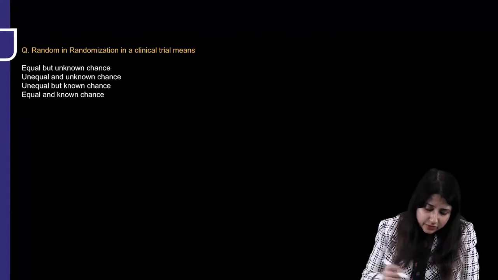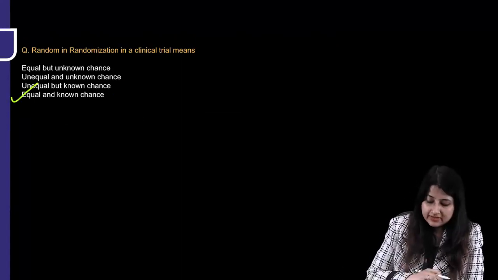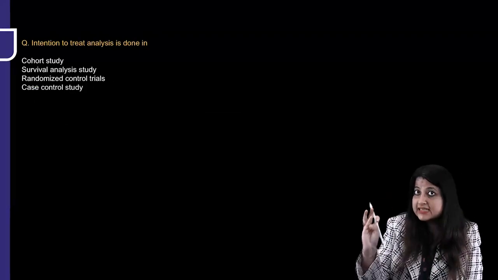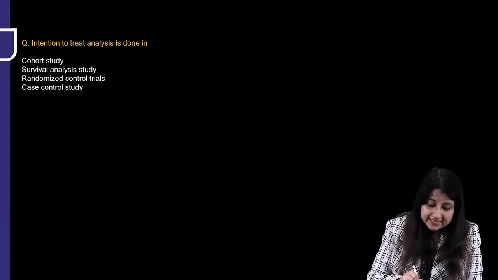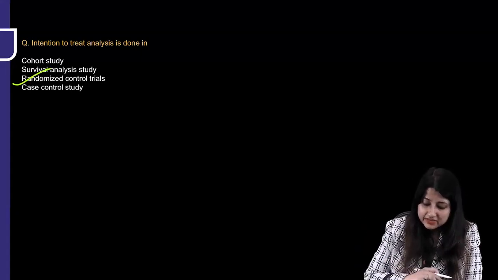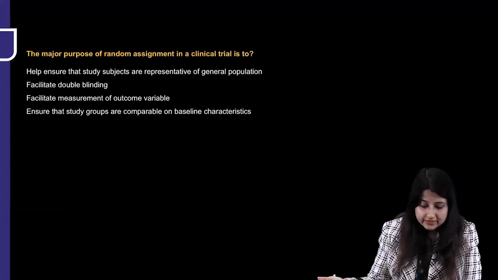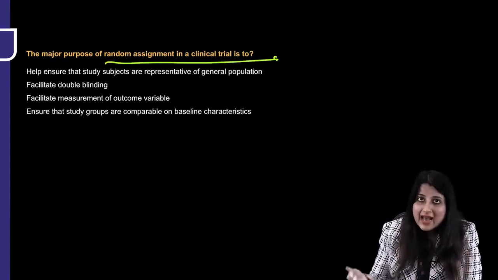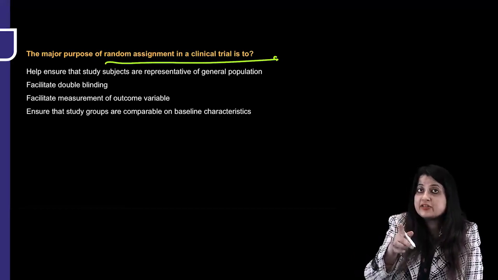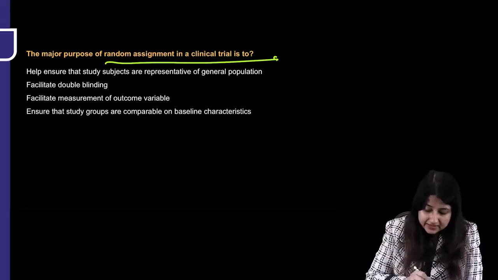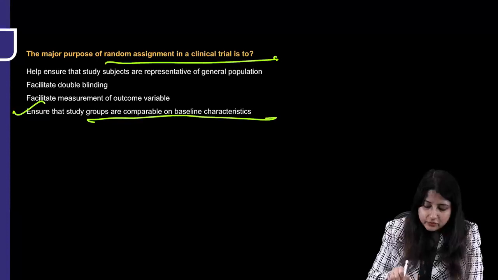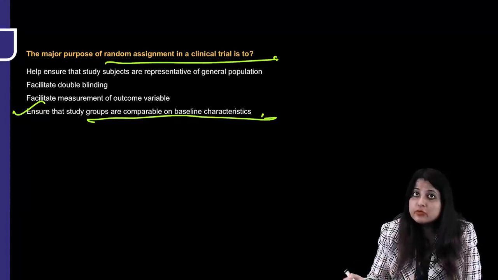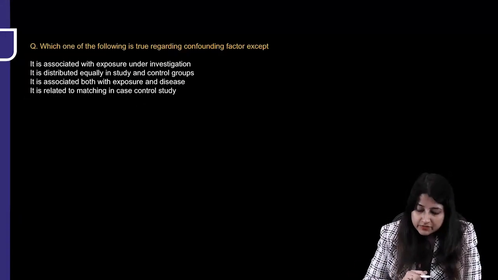Random and randomization means equal and known chance. Eliminating selection bias and both known and unknown confounders. Intention to treat, discussed, randomized control trial. Dropouts are not excluded. The major purpose of random assignment in a clinical trial, why are you doing it? To eliminate selection bias by ensuring comparability. So see, ensuring that study groups are comparable. Blinding removes bias.